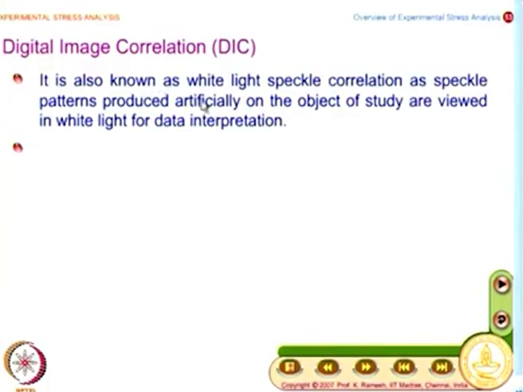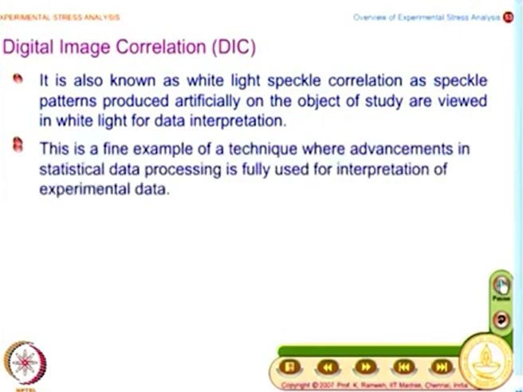It is done externally on the specimen under consideration, artificially it is done, and you use white light for data interpretation. So, you can really cover large areas comfortably, and this is a fine example of a technique where advancements in statistical data processing are fully used for interpretation of experimental data.